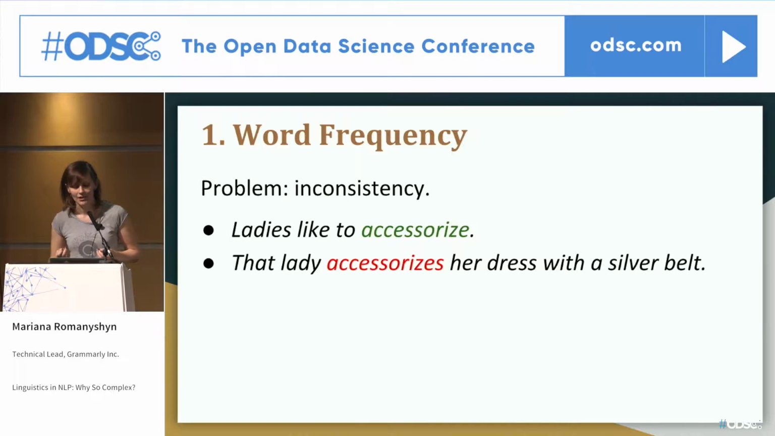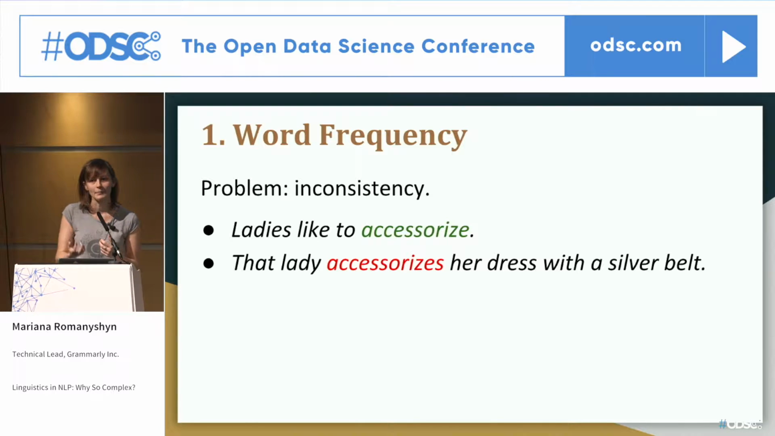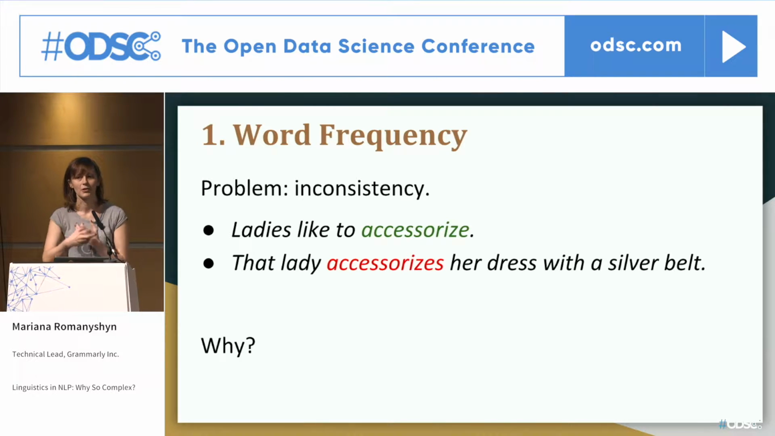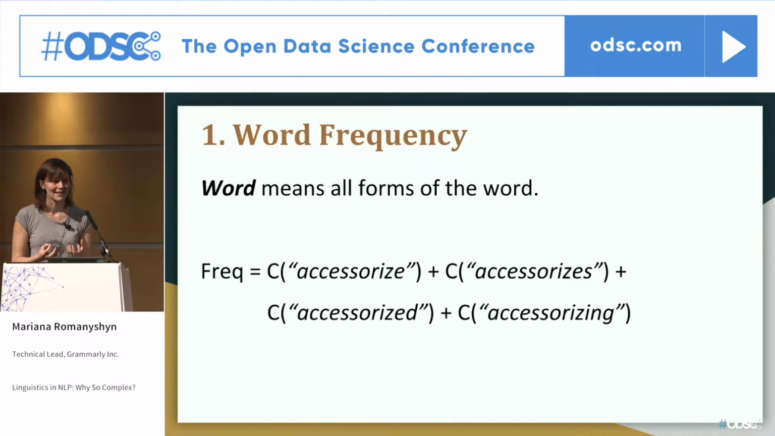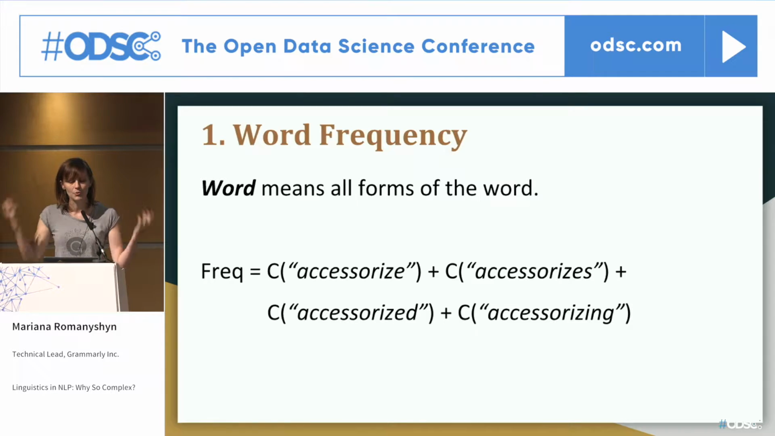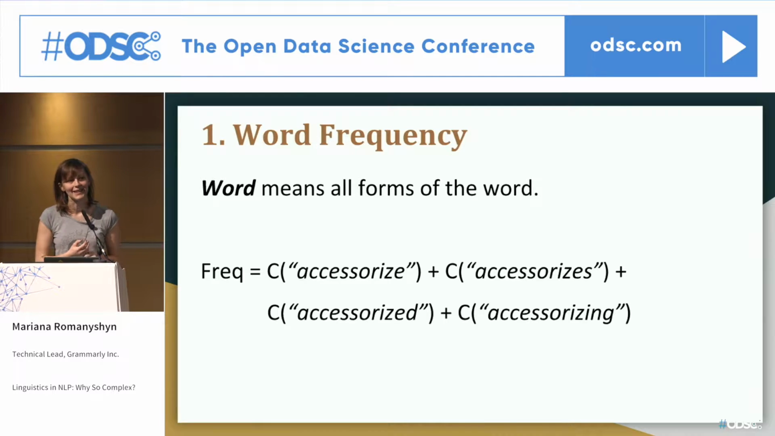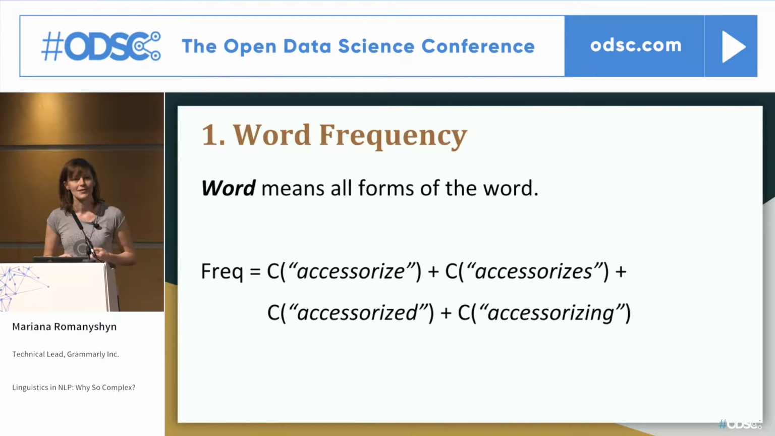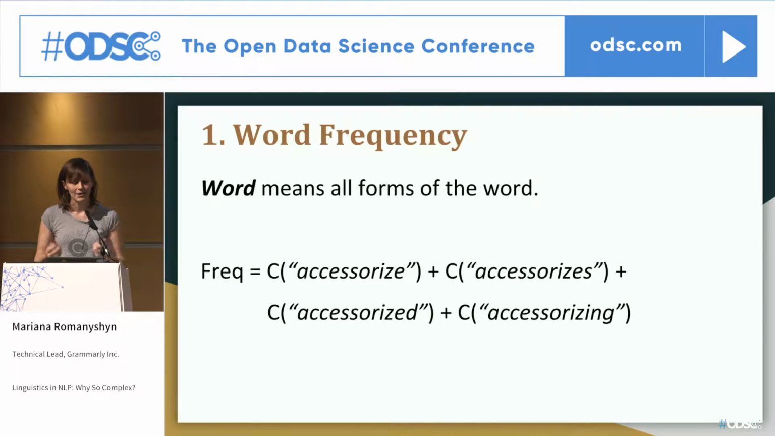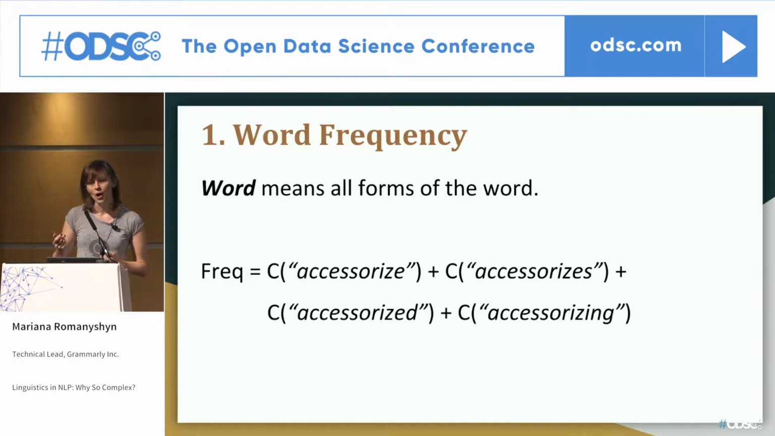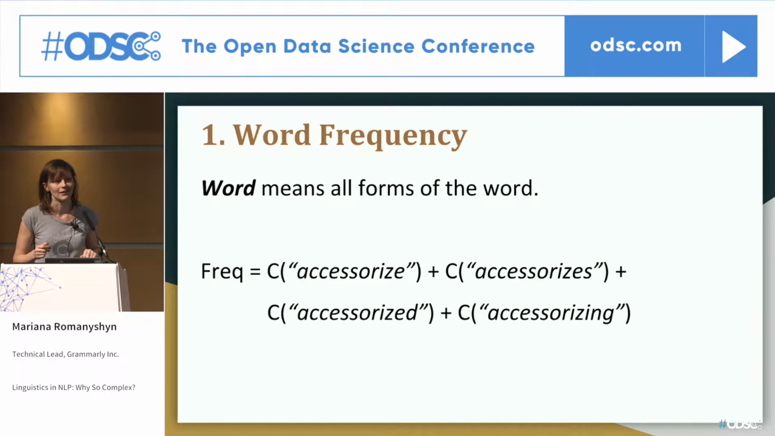It turns out that your program starts marking the word accessorize as simple, but the word accessorizes as complex. Why is that? Because you were counting the frequencies of word forms, not the frequencies of words. If you ask a linguist what a word is, the linguist will tell you that a word is the unity of all of its grammatical forms. So to make your program work consistently, the word frequency of accessorizes should be the same as that of accessorize, and it should actually be the sum of all of the word forms of this particular word. And in British English, this word is spelled a little bit differently.